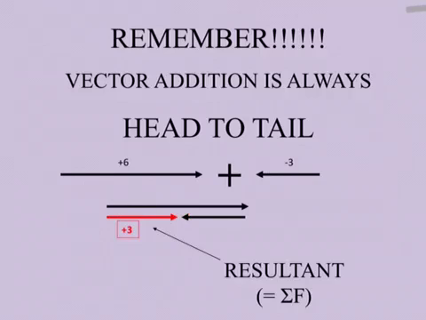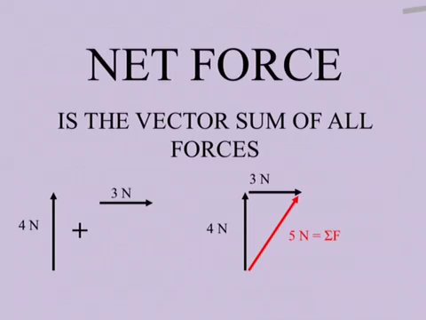Again, the resultant's always drawn from start to finish, from the tail of the first vector to the head of the last vector. So our resultant is drawn to the right, so our net force would be positive 3. The net force is the vector sum of all the forces.